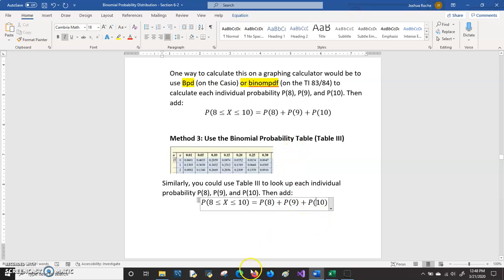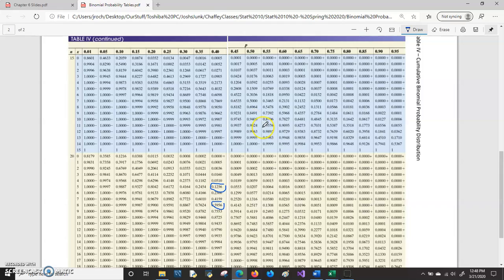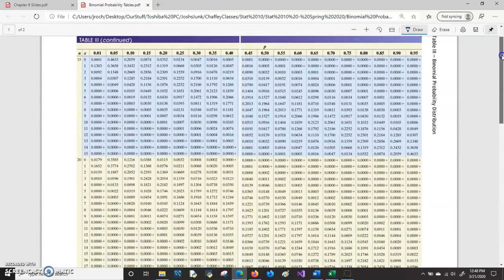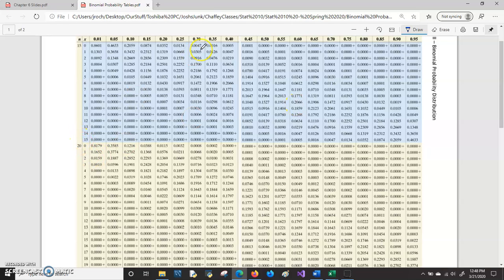So if we go to table 3, here's the 20, here's the P of 0.4. We want to add up the x's for 8, 9, and 10. So going across here, that would be these three. Add those three up, and that will give you the answer for this probability.